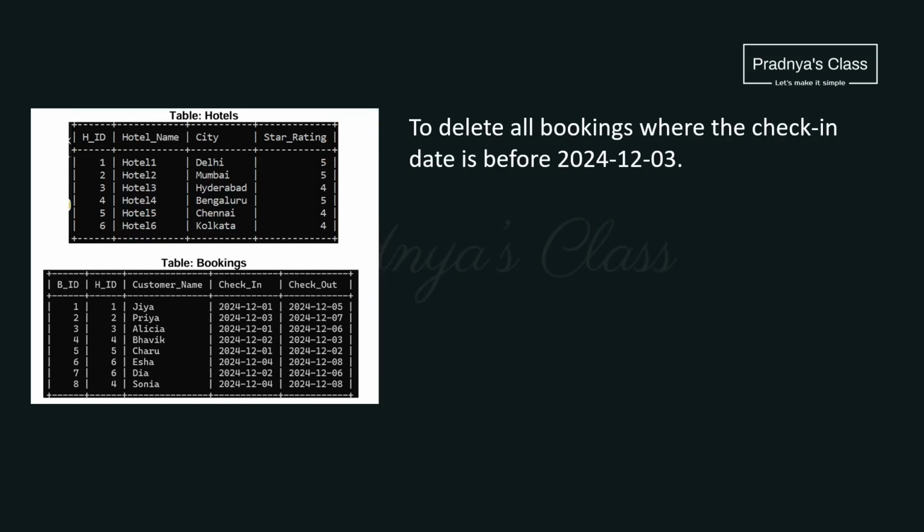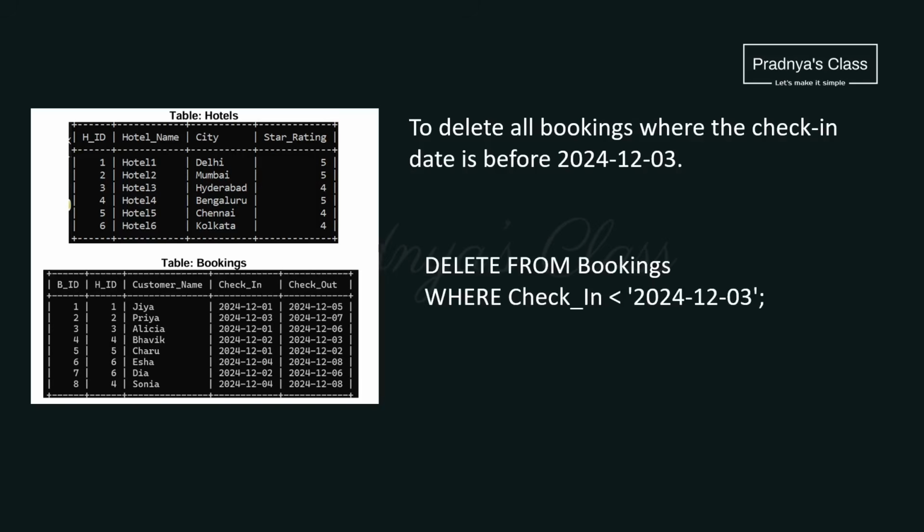Look at the table. We need to work on only one table, that is bookings, because the check-in column is in the bookings table. For the specified date, we need to delete all the bookings. For this check-in date, 3 December 24, we have only one record, so that will get deleted. This query is based on a single table and it's very easy. I am sure you can do it. So pause the video and write it yourself. Alright, here is the query. Hope you have written it correctly.